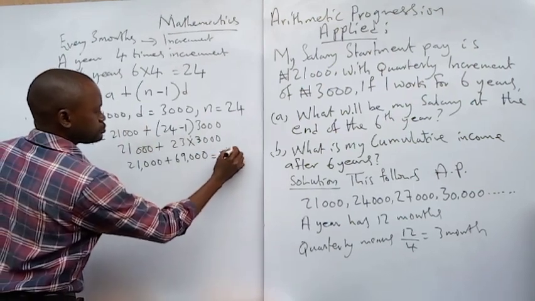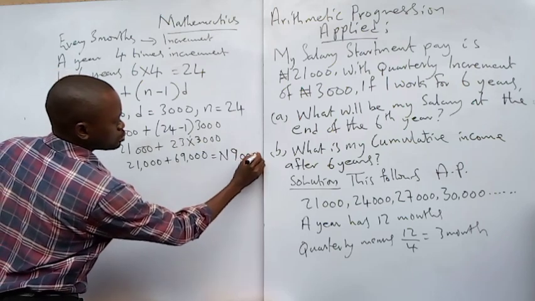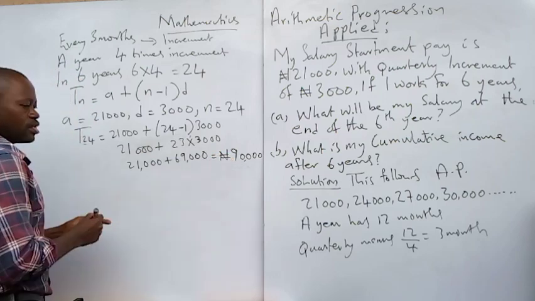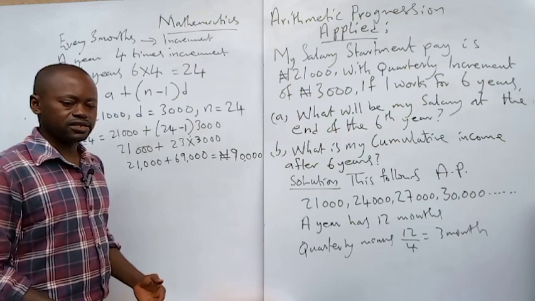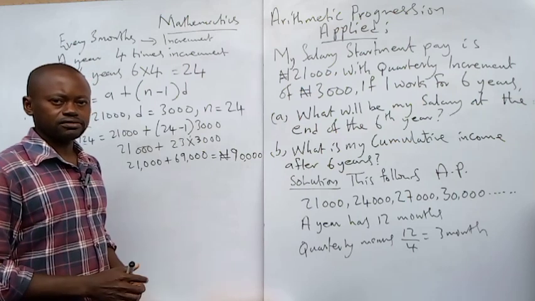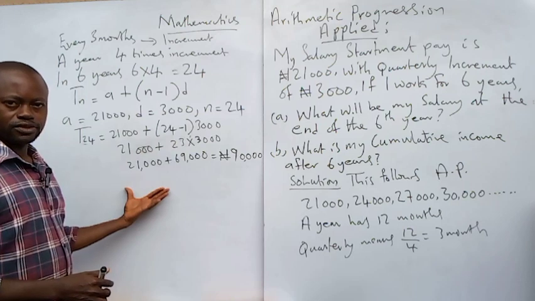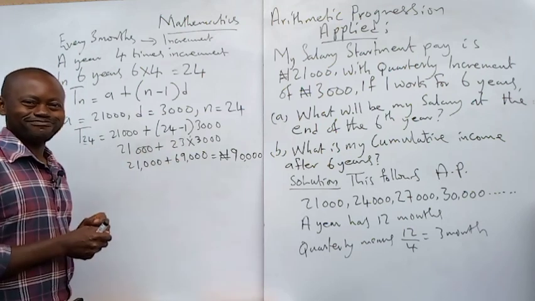This person's pay, 90, then 3 zeros. This person's pay as at the time 6 years ended is 90,000 naira. This has given us the information. Do we get that? So you can apply this in calculating your own.